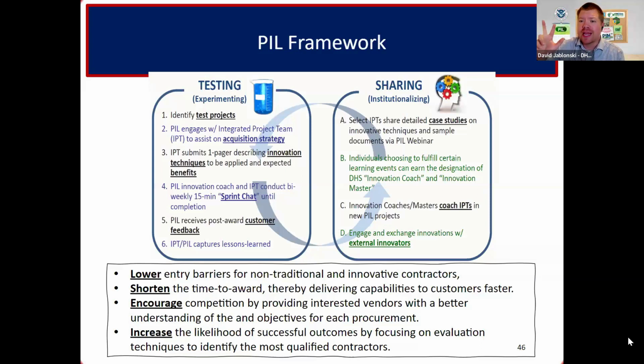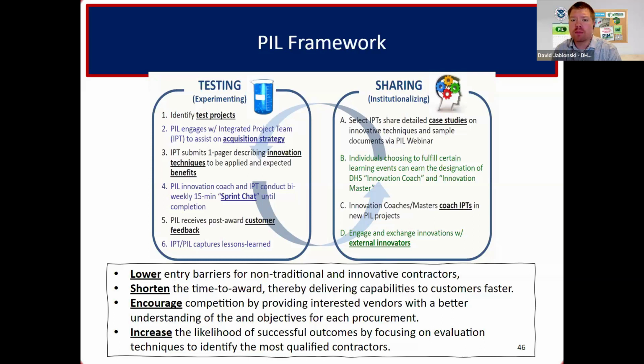Encouraging competition. That's right. We want to encourage competition. We don't want less, you want more. The bigger the pool, the more likely you are to actually get what you need from who you need. And also the biggest thing all these things are going to do is increase the likelihood of successful outcomes. So again, we're working with teams on a voluntary basis all the way through contract award.